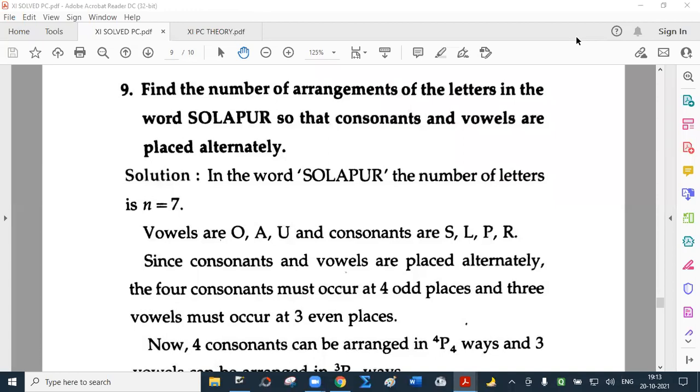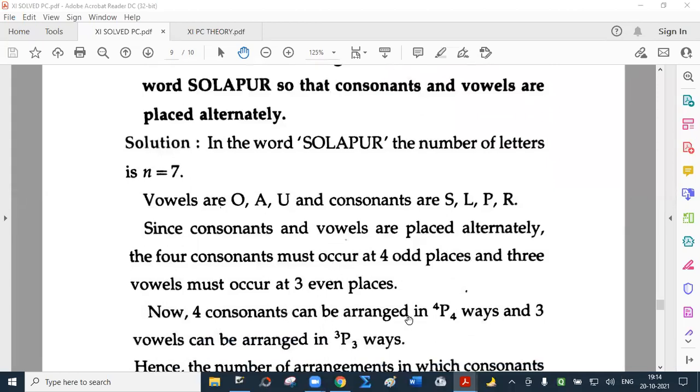Sum number 9. Find the number of arrangements of the letters in the word SOLAPUR so that consonants and vowels are placed alternately. In the word SOLAPUR, the number of letters is 7. O, A, U are vowels, and the consonants are S, L, P, R. Since consonants and vowels are placed alternately, the 4 consonants must occur at 4 odd places and 3 vowels must occur at 3 even places, because the number of vowels is less than the number of consonants, right?